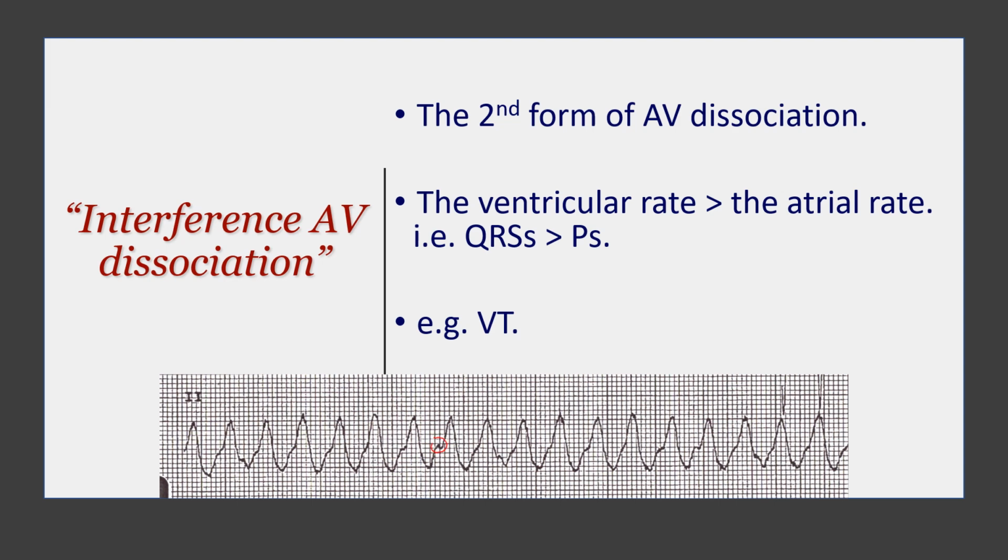Maybe this is a P wave, maybe this is a P wave, who knows? But there will be some atrial activity happening hidden within the complexes, and the atrial rate will definitely be less than the ventricular rate, and all you will see in the ECG is mainly just runs of the complexes. So that is the second type of AV dissociation. You cannot really say that these P waves are doing anything with that ventricular rate. So that is the second part of the AV dissociation, which is the interference AV dissociation.